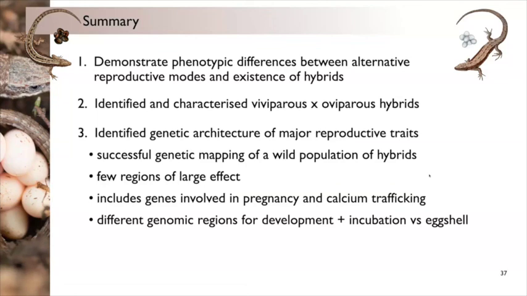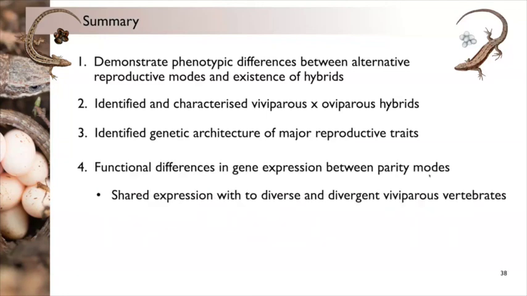And these included genes that are involved in pregnancy and calcium trafficking, both in squamates and in mammals, and we had these different regions for development and incubation compared to the generation of the eggshell itself, which is the ancestral trait. And then we had functional differences in gene expression between our parity modes, with shared expression relative to diverse and divergent viviparous vertebrates.